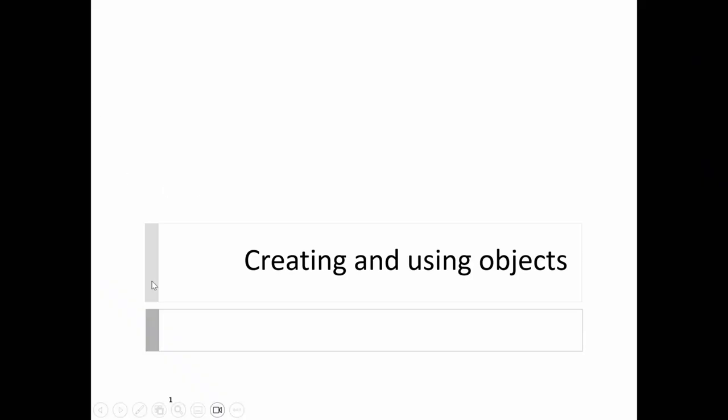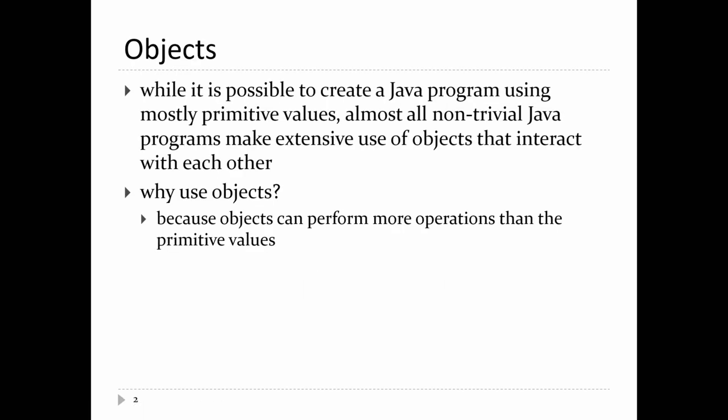This is an object-oriented programming course, so we're finally going to get around to creating and using objects. You can write a Java program using nothing but the primitive types. That is certainly possible. It would be very painful, but it's certainly possible. In other words, you can write a computer program using only boolean, int and double, for example. You wouldn't want to.